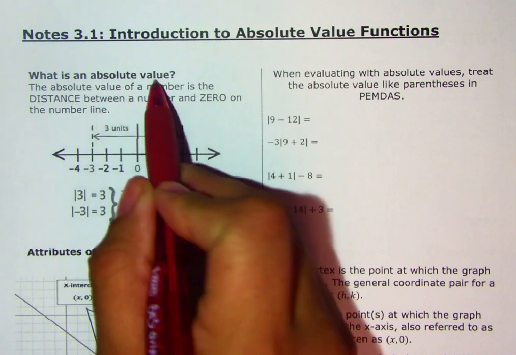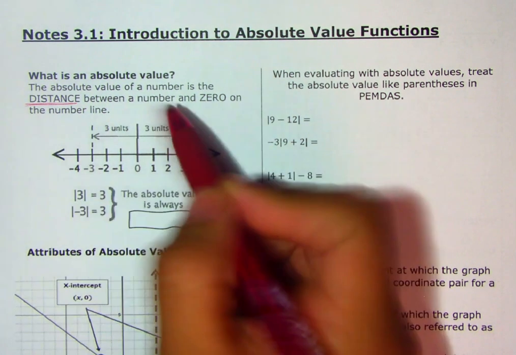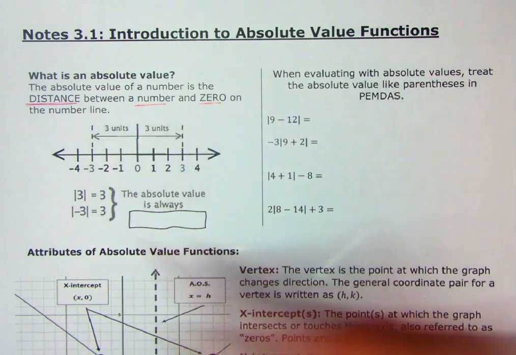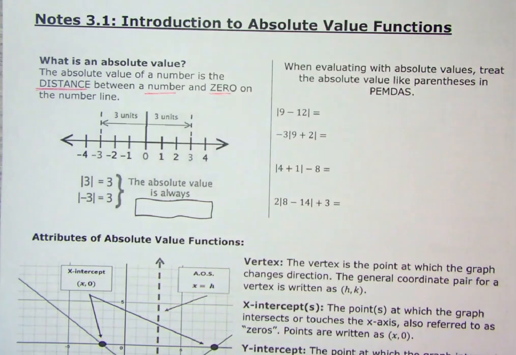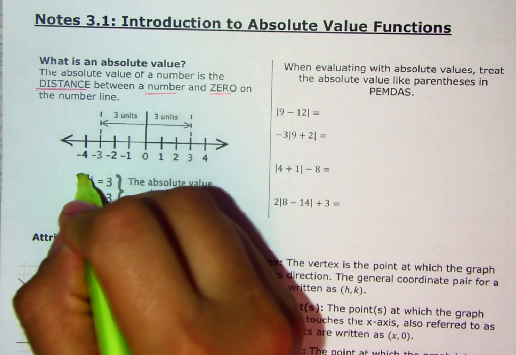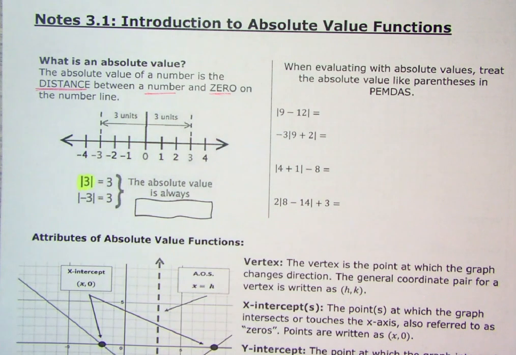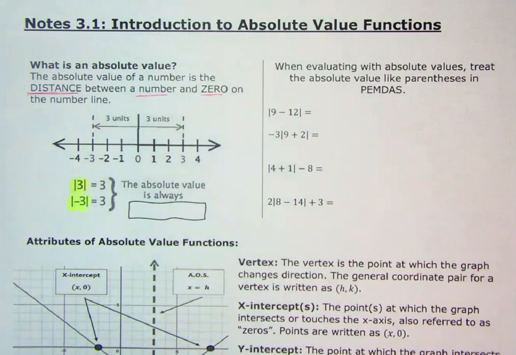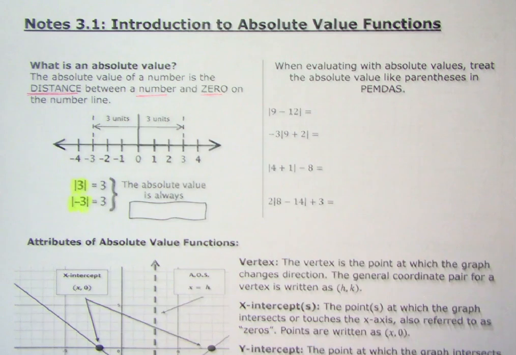So absolute value is known to be the distance between a number and zero. For example, the notation of absolute value is going to look like this: two lines on the front and back of a number, whether it's positive or negative. And your job is to answer what is the distance away from zero that number is.